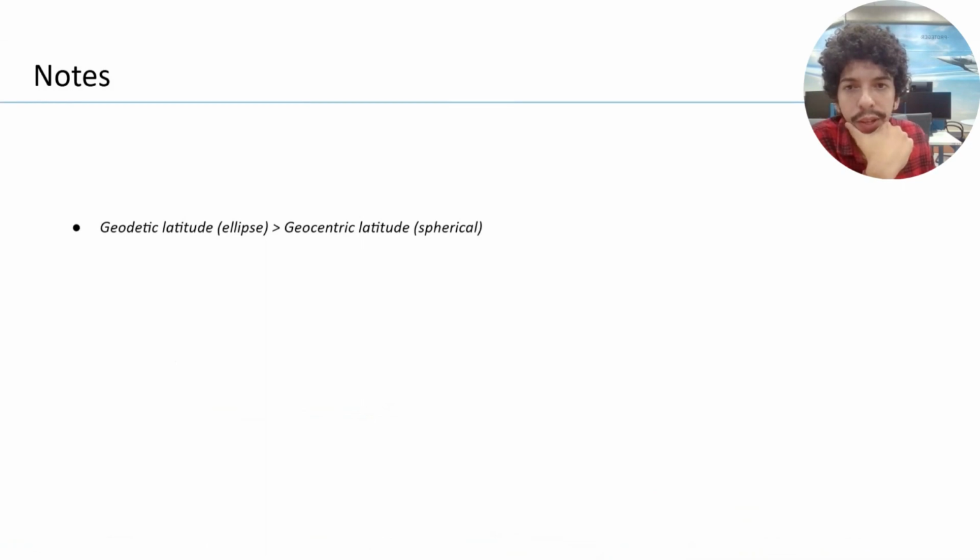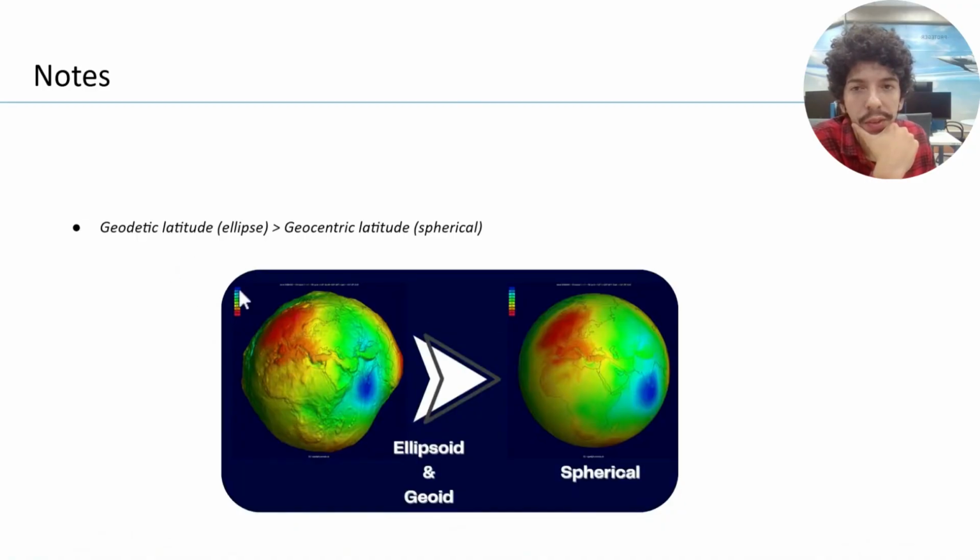Note: geodetic latitude, ellipsoidal, is more important than geocentric latitude, spherical, because this is a real or approximately real model of the Earth, and spherical does not approximate the real model of the Earth.